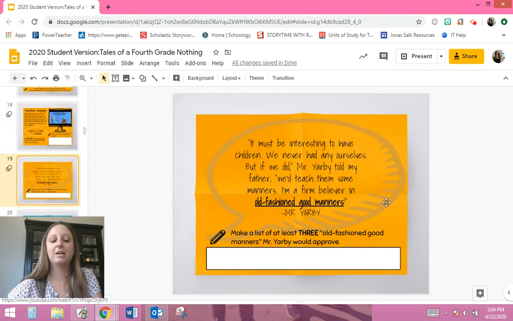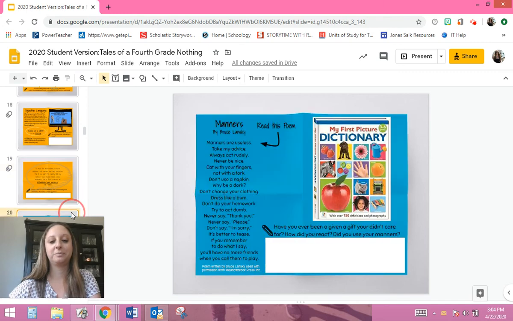This one talks about when the Yarbys get mad because Fudge has no manners. And so it asks you to make a list of 3 old-fashioned good manners. So think about what it means to have good manners and list 3 things that you can do to show that you have good manners. So for example, you could open the door for someone. So that would be showing old-fashioned good manners. Okay, so you're going to make a list of 3 things in this box to show good manners.